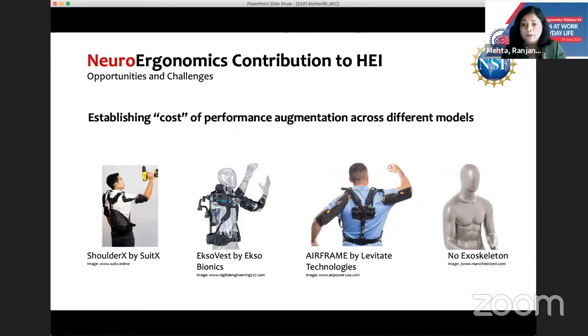Now, I want to conclude by providing some contributions of neuroergonomics to human exoskeleton interaction. These may be opportunities, or these may be challenges. The opportunity is that across the different exoskeletons that are out there, maybe neuroergonomic evaluations can help in saying where human exoskeleton interaction quality lies for each of these models. However, the industry wants a number. They want us to say from 0 to 1, rank exoskeleton models. And I'm not sure we are there yet, but it's an opportunity for sure.